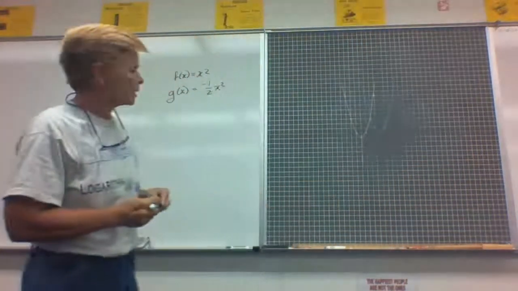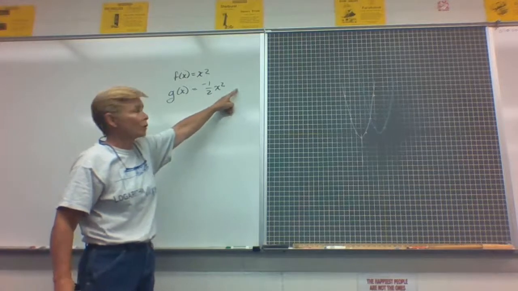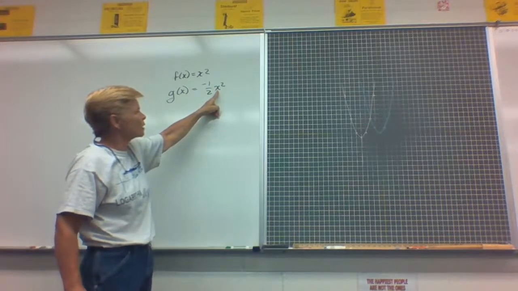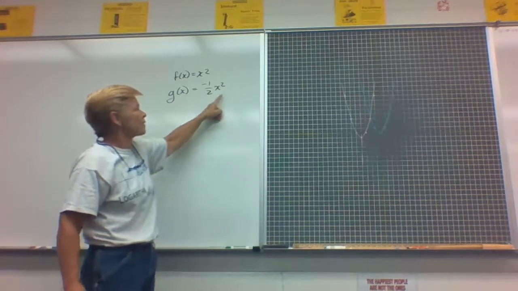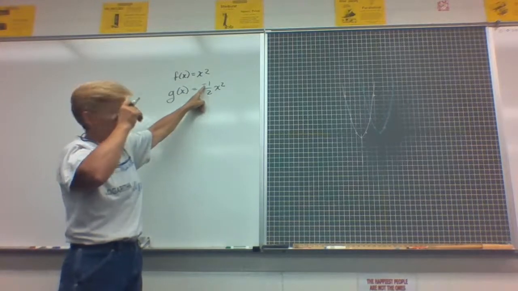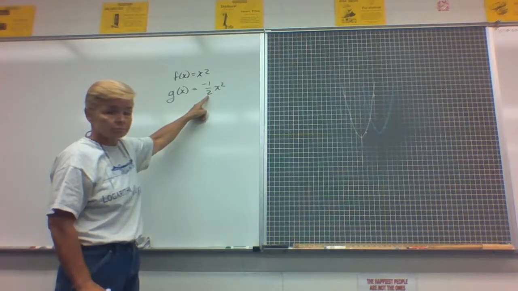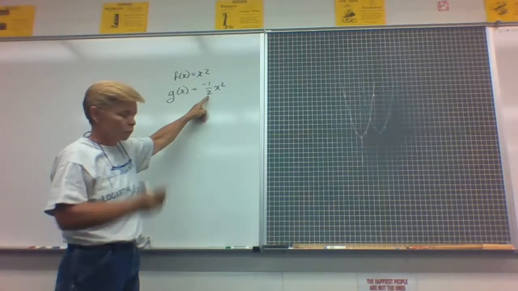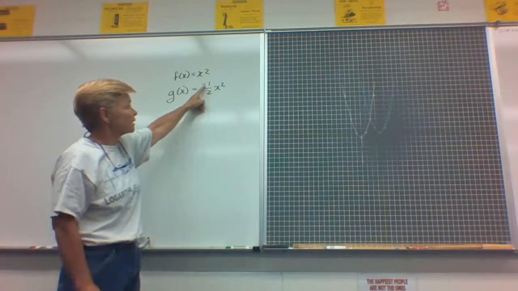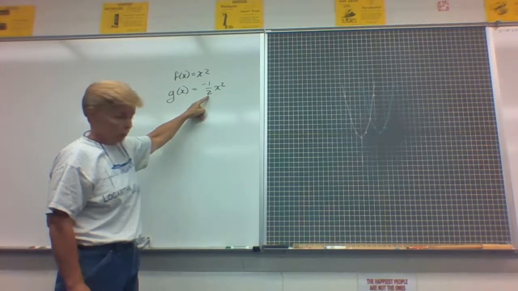Two things are going on here. First of all, notice this. It's not going right or left anywhere, and it's not going up or down anywhere. We haven't added anything to x before we squared it, and we haven't subtracted anything off the back. This is strictly a vertical shrink and a reflection. That negative is a reflection. Sorry, boy, did I screw that up. This is a reflection in the x-axis, and this is a vertical shrink of 1/2.